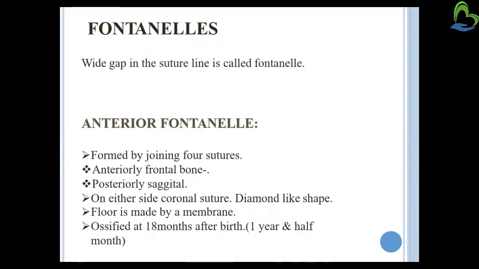Then there are the fontanelles. There are mainly two fontanelles, the anterior fontanelle and the posterior fontanelle. What do you mean by the fontanelle? The wide gap in the suture line is called the fontanelle. So now about the anterior fontanelle. The fontanelle is formed by the joint of four sutures. Anteriorly the frontal suture, posteriorly the sagittal suture, and on either side the coronal suture.